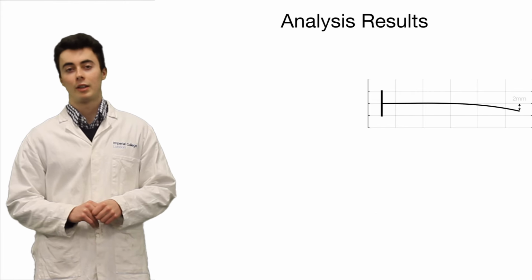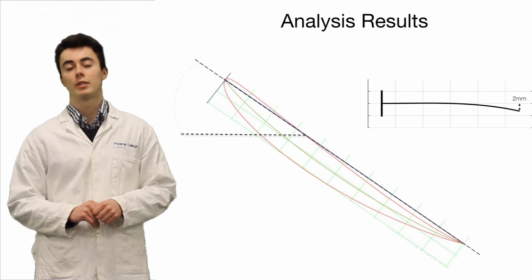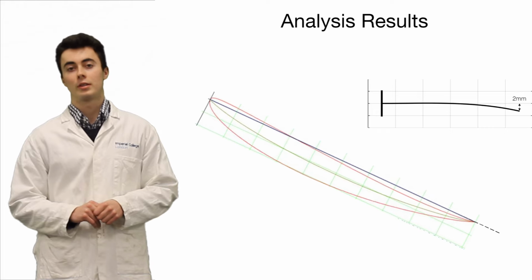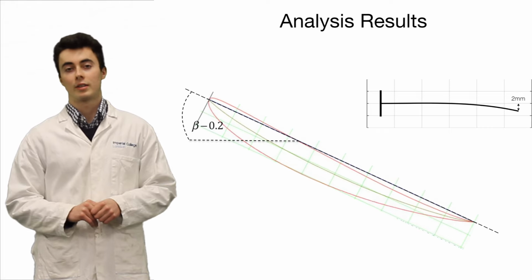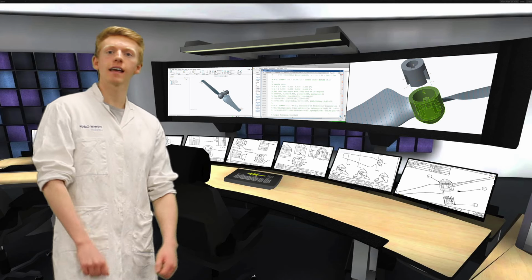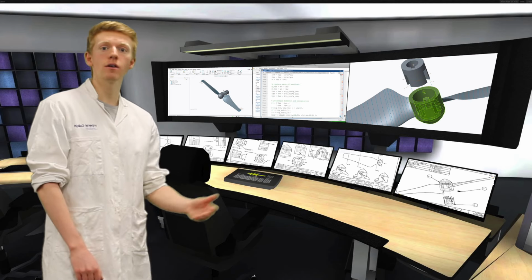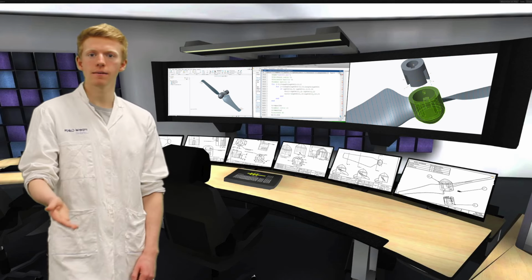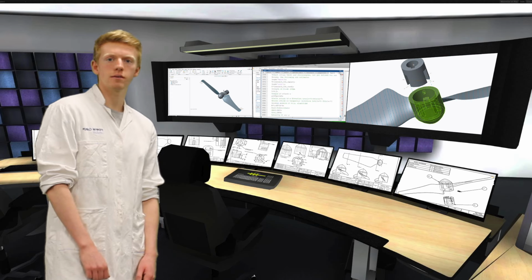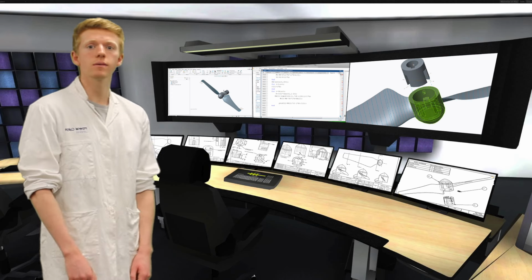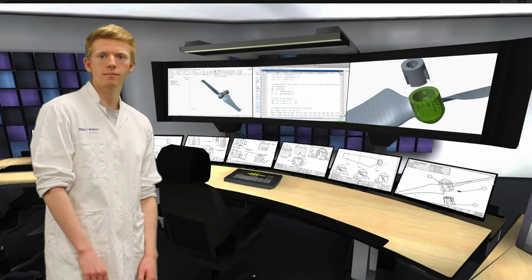In the end, a deflection of 2 mm at the tip was found, and a twist of only 0.2 degrees, ensuring that the blade wouldn't twist into stall during testing. This script also allowed us to calculate the stresses in the blade, found by superimposing the centrifugal force on top of the aerodynamic loads. These were deemed to be the most significant forces acting on the blade. The stresses were found to be well within the yield stress of the plastic ABS.